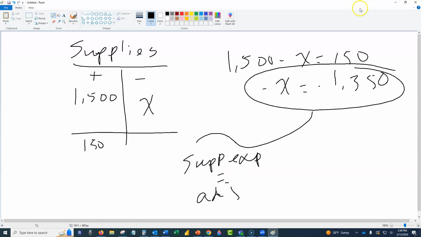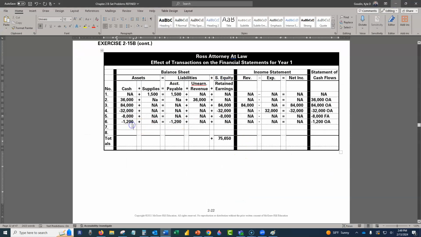Okay, we'll learn about that in another way too. So we've got no cash impact there, right? Because we've already done the cash up above. However, our supplies has reduced by $1,350. No accounts payable impact. No unearned revenue impact. However, there is a retained earnings impact. Our retained earnings is going to reduce by $1,350 because there is that expense component. That adjustment to the supplies account is supplies expense.